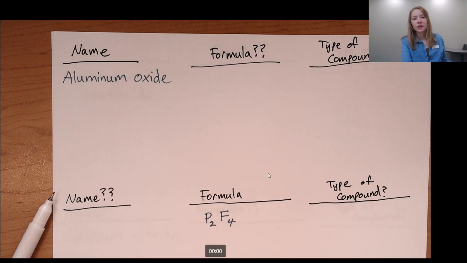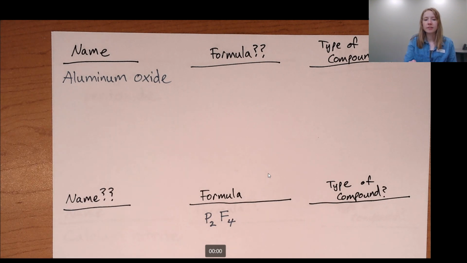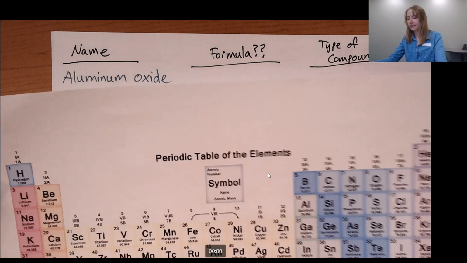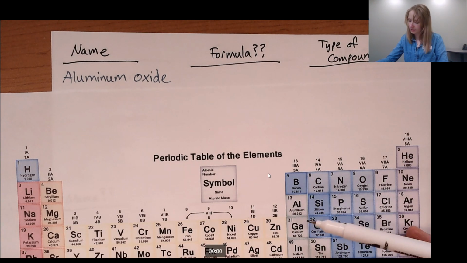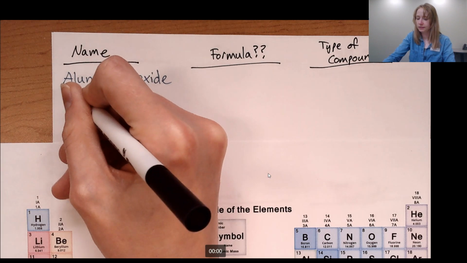And again, we are given the name, but not the formula. But first, we still want to determine if we have an ionic or a covalent compound. So back to the periodic table. Here's aluminum. It's to the left of the semimetals, so it's a metal. Okay, so I got a metal.